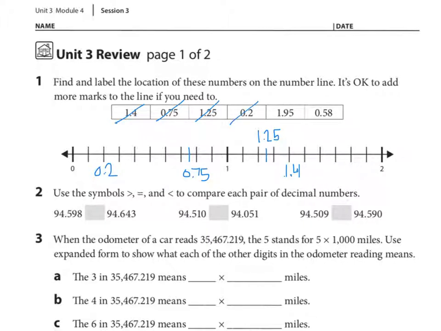Next I have 1 and 95/100ths. So I know that's close to 2 but not quite. It's after 9/10, before 2 wholes, right here in the center. So right here is 1 and 95/100ths.